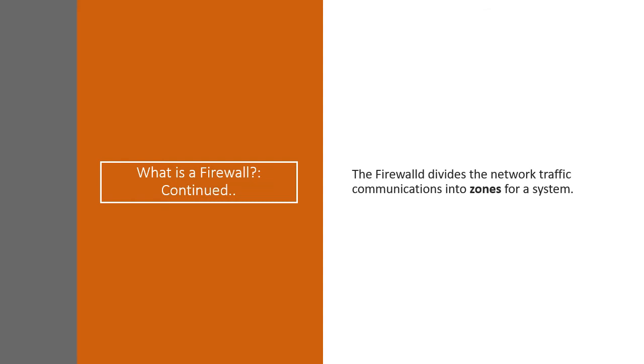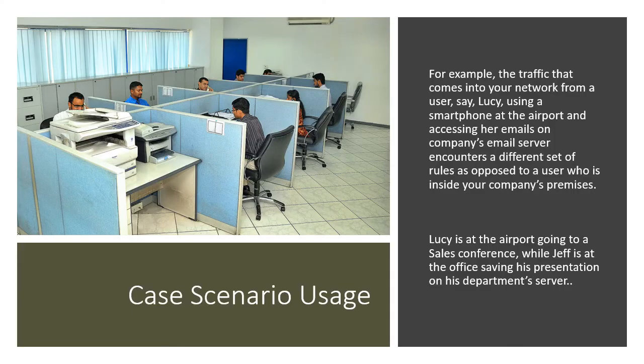Firewalld divides network traffic communication into zones for a system. A case scenario: the traffic that comes into a network from a user, say Lucy, using a smartphone at the airport and accessing her emails on the company's email server encounters a different set of rules as opposed to a user who is inside your company's premises. Lucy is at the airport going to a sales conference while Jeff is at the office serving his presentation on his department's server.